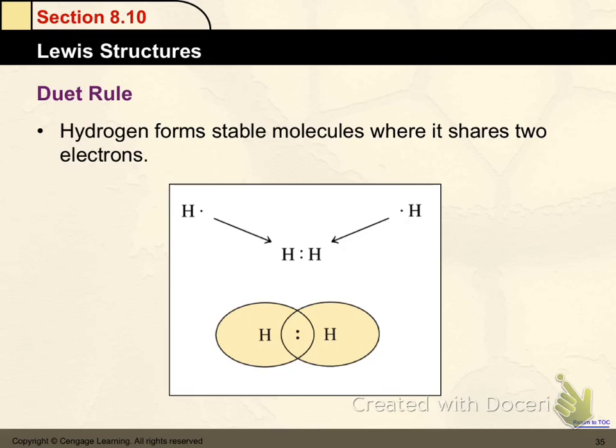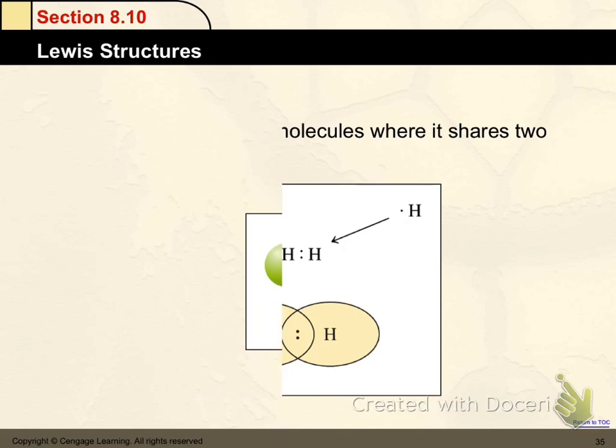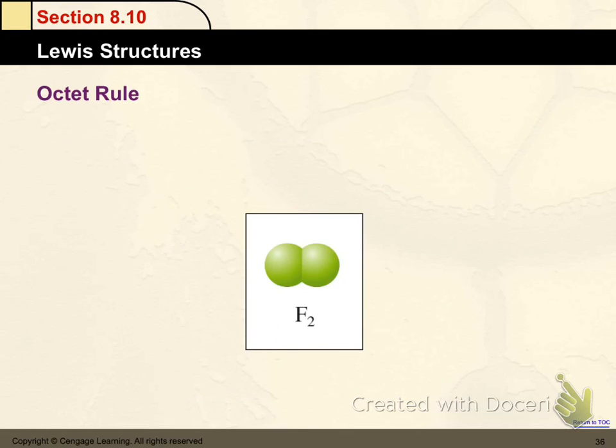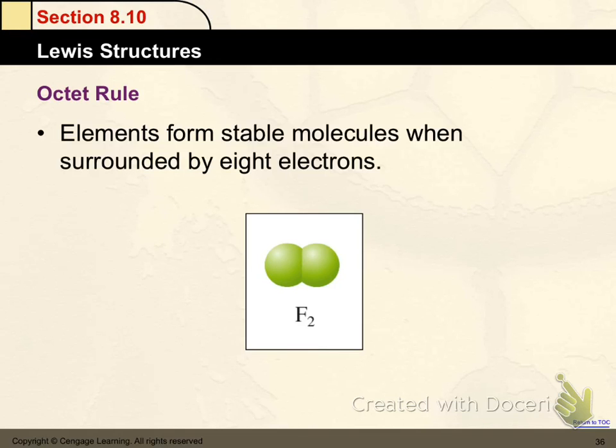Okay? So there's the duet rule. Hydrogen forms stable molecules where it shares two electrons. Now this isn't just with another hydrogen atom. This could be with chlorine, to make hydrogen chloride or hydrochloric acid, or with fluorine, hydrogen fluoride. It's just sharing that one electron, or two electrons, so that it becomes stable. Now the octet rule is a little bit more common, and we're going to use fluorine as our example here. Most elements form stable molecules when surrounded by 8 total electrons.